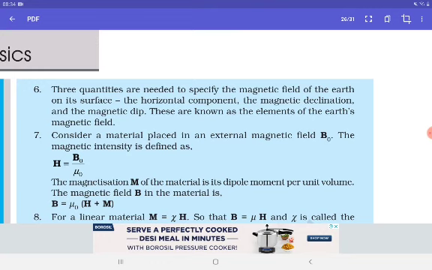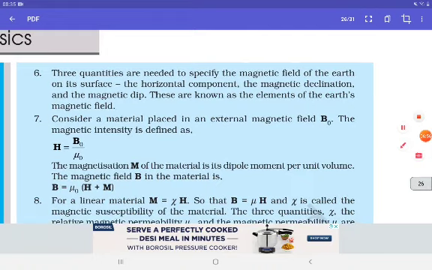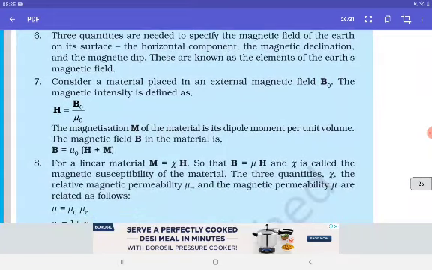Consider a material placed in an external magnetic field B0. The magnetic intensity is defined as H = B0/μ0. The magnetization M of the material is its dipole moment per unit volume. The magnetic field B in the material is B = μ0(H + M).